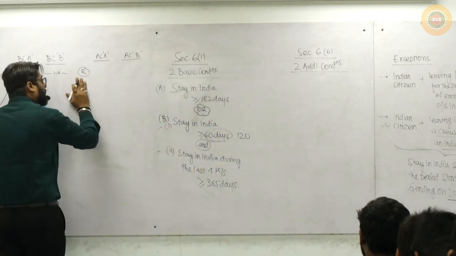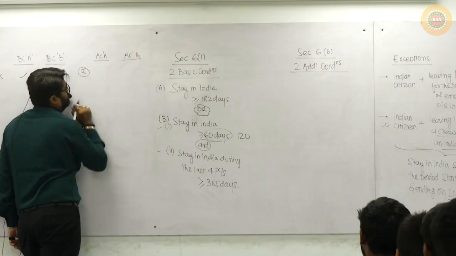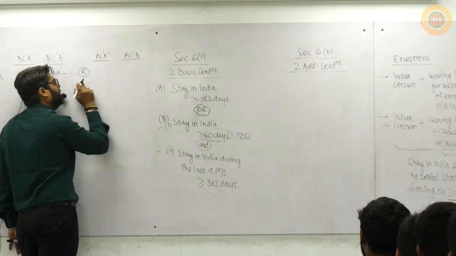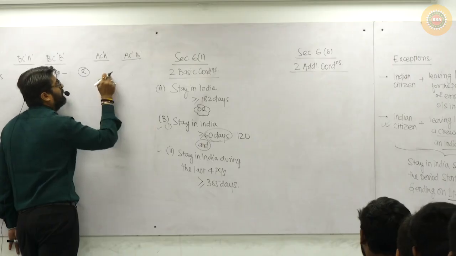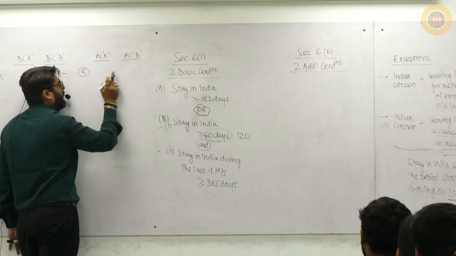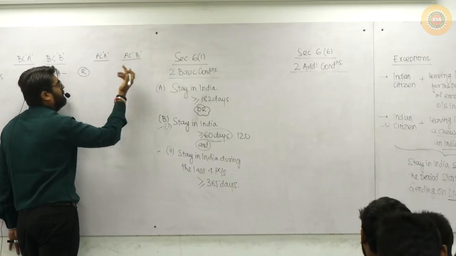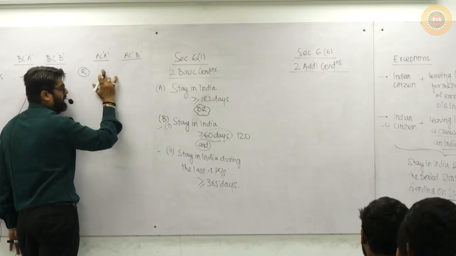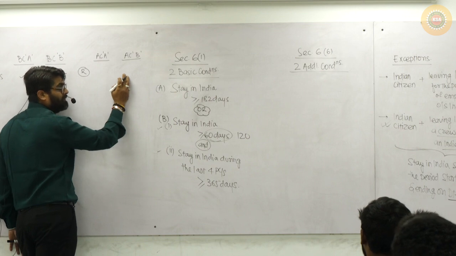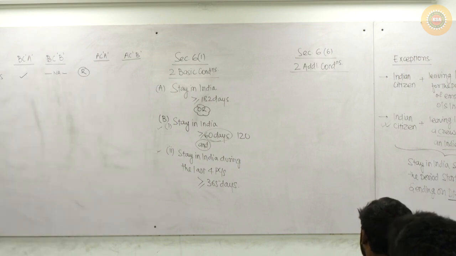Now see, after becoming a resident, we'll check additional conditions. Then only we'll come to know whether this resident is eligible to become RNOR. If he fulfills any one additional condition, he will become RNOR. I know what you have studied, but my method is a little bit different. But you will get the same answers. Don't worry about that.